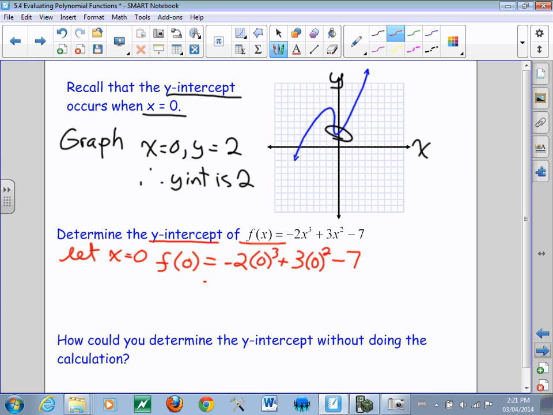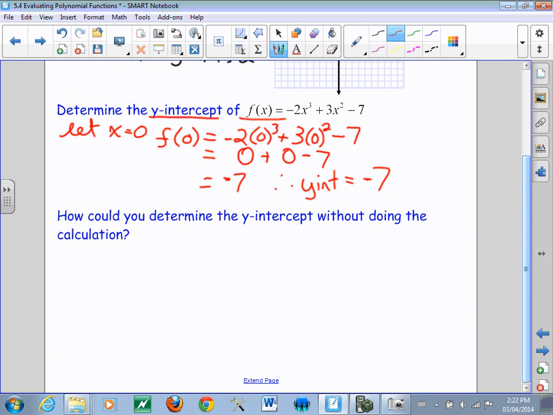Easy for us, ladies and gentlemen, are the calculations when you've got 0 and you're trying to cube it or square it. That's 0 plus 0 minus 7. All of the terms that have the variable x in them will turn to be 0. So f at 0 equals negative 7. Therefore, the y-intercept equals negative 7.